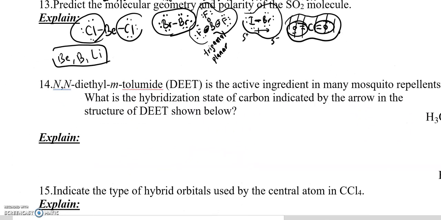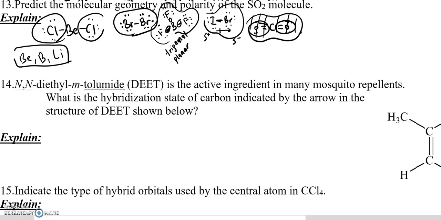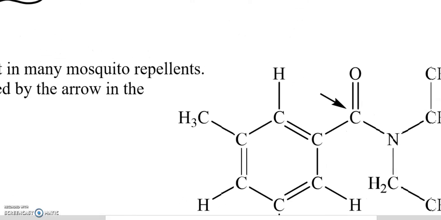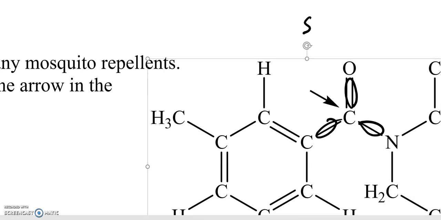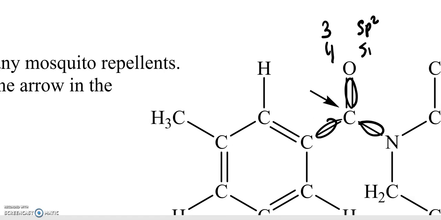Question 14 is asking you what is the hybridization state of the carbon indicated by the arrow. So what is the hybridization state? You're going to count the number of electron clouds around this atom. So we have one cloud, another cloud, and another cloud. So we have only 3 clouds. If you have 3 clouds, it's going to be sp2. If you have 4, sp3.